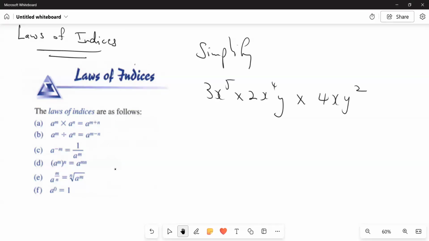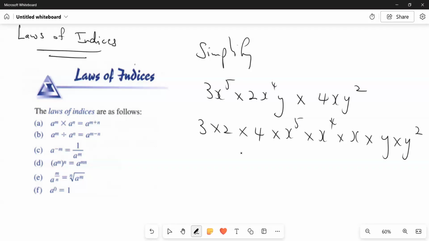Some people might not want to watch the thing until the answer. Some people will do different things. They take the 3 by the 2, put all the like terms together and multiply. Then all the x terms, then all the y terms. You can multiply now. 3 by 2 is 6, by 4 is 24.